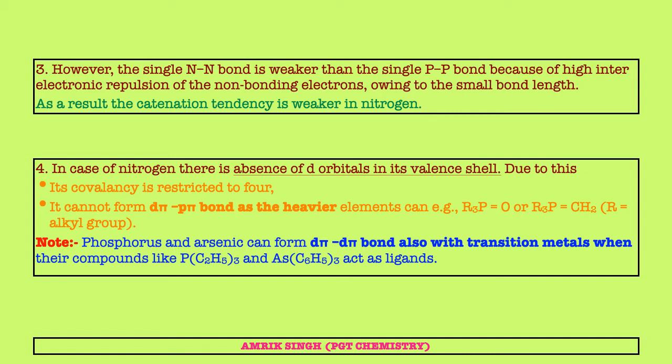This question may be asked and the answer will be: nitrogen is not able to form d-pi-p-pi bonds due to its small size. Phosphorus and arsenic can form d-pi bonds also with transition metals when their compounds like P(C2H5)3 and As(C6H5)3 act as ligands. What are ligands? We studied in coordination compounds.